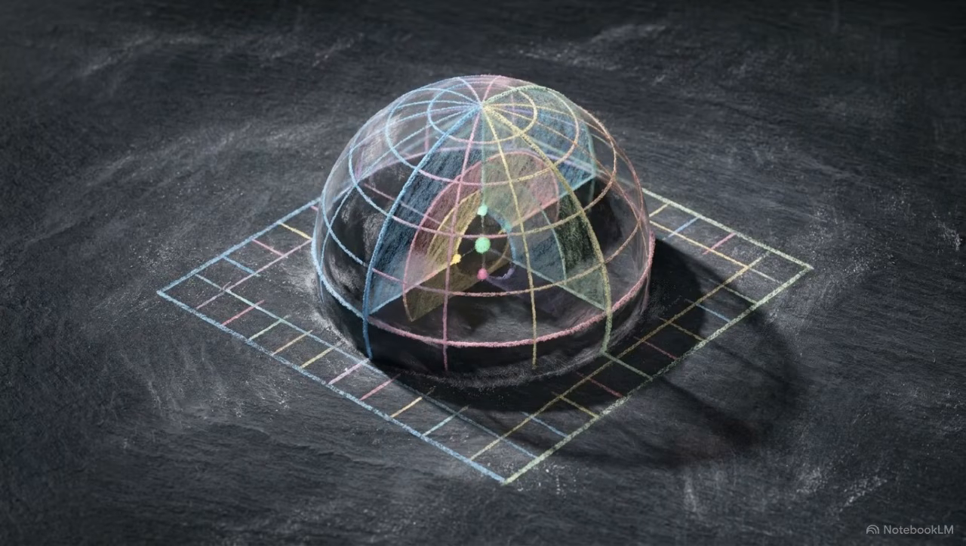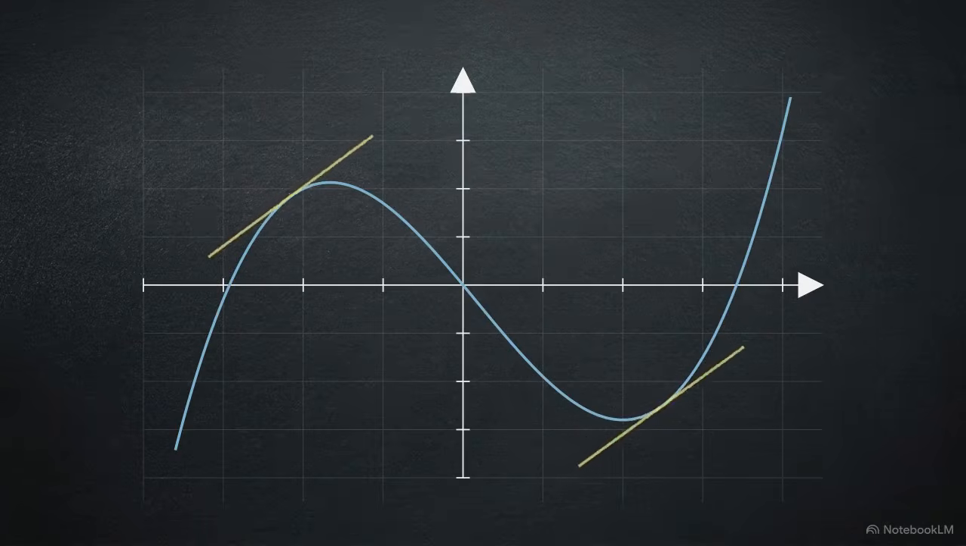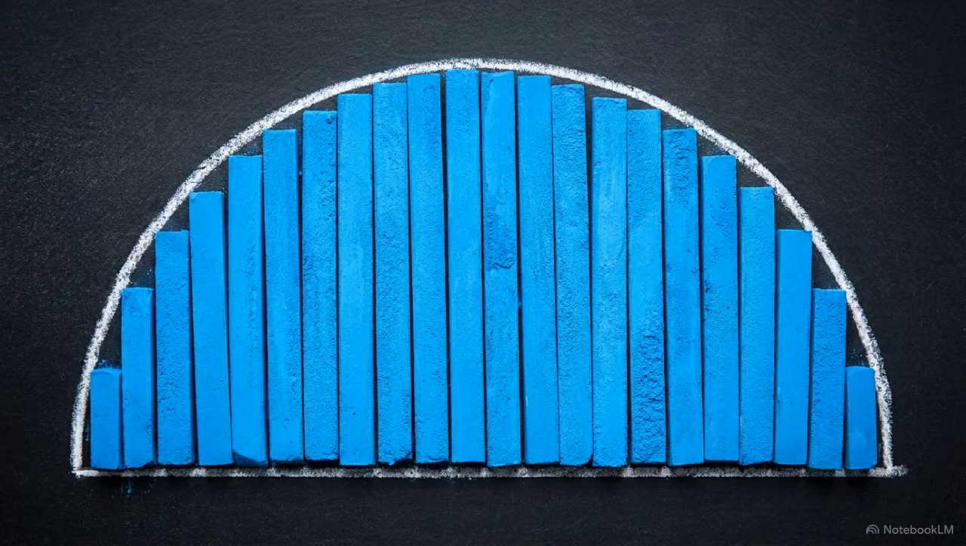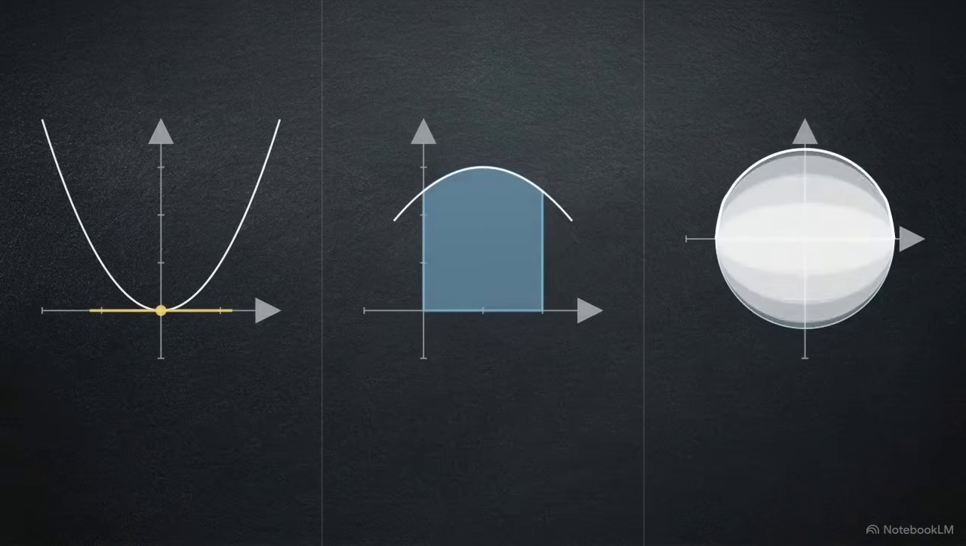This dimensional journey shows how calculus constructs geometry, moving from isolated points to solid volumes. We use derivatives to map structural limits, identifying peak efficiency and critical boundaries. We used integrals to capture and measure flat planes trapped beneath a curve. And we used the disk method to push those planes into the third dimension to create solid volumes.